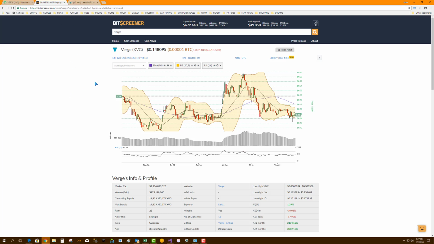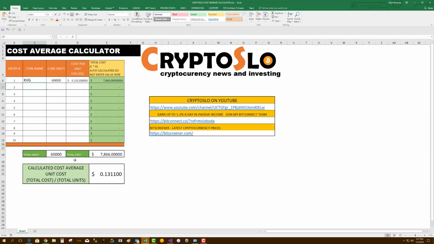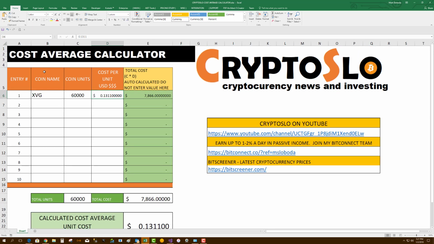I currently own a nice chunk of Verge. So what I've done is I've created this automatic calculator, which you can download in the link below. And what it will do is it will teach you how to cost average. So every time you make a buy, you add the new buy and what you paid for it to the spreadsheet in columns B, C, and D. Okay? So I have XVG 60,000 at a price of 0.1311, so 78.66, and I figured that by multiplying the total number of coins by the price.